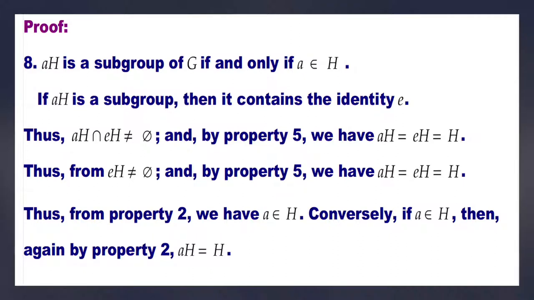If aH is a subgroup, then it contains the identity e. Thus, aH ∩ eH ≠ ∅, and by property 5, we have aH = eH = H. Thus, from property 2, we have a ∈ H. Conversely, if a ∈ H, then again by property 2, aH = H.